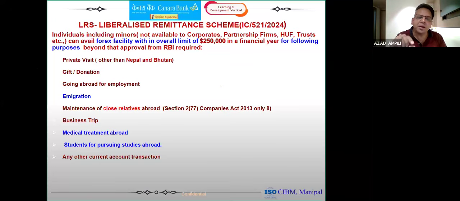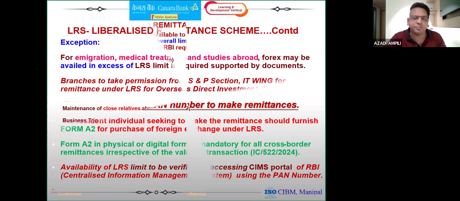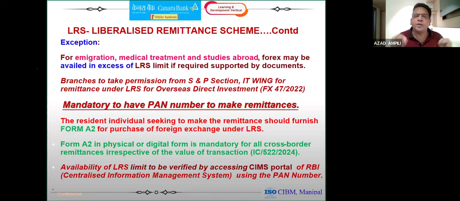The immigration, medical treatment abroad, students who are pursuing studies abroad. Here, if you observe, it is in blue. Why? Because for these 3 purposes, even more than the 250,000 limit, amount can be sent. So now it is very clear for you people that anybody can send 250,000 in a financial year. A resident who is having a PAN card can send.